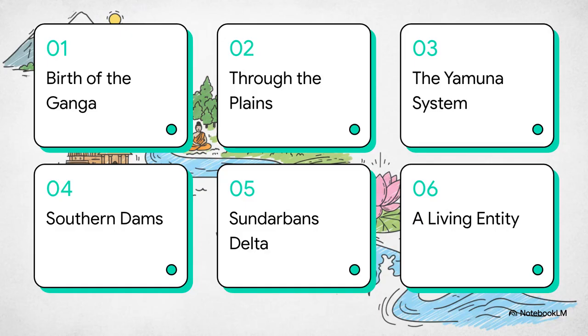Let's dive in. Here is our geographical roadmap for today. We'll start with Section 1, Birth of the Ganga. Then Section 2, Flowing through the Plains. Section 3, the mighty Yamuna system. Section 4, Southern tributaries and dams. Section 5, the Grand Sundarbans Delta. And finally, Section 6, a living, breathing entity.